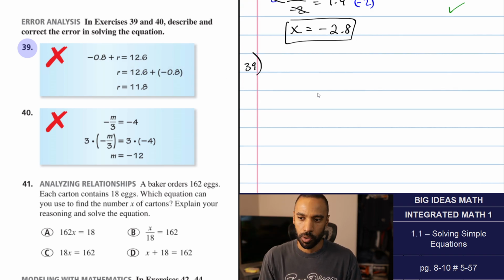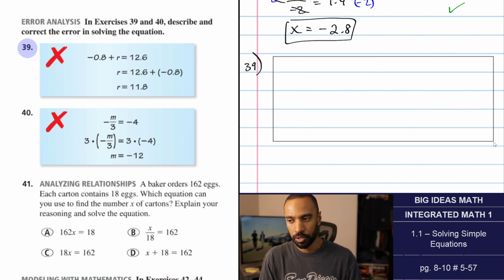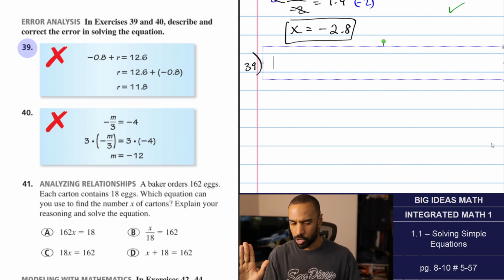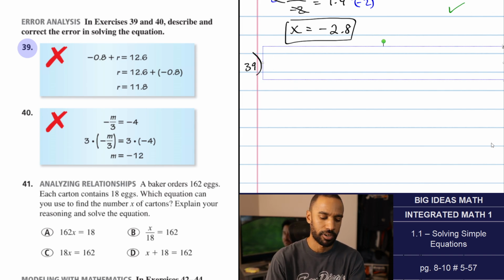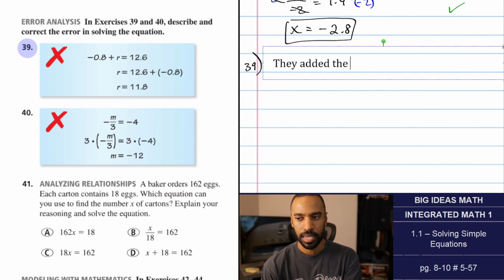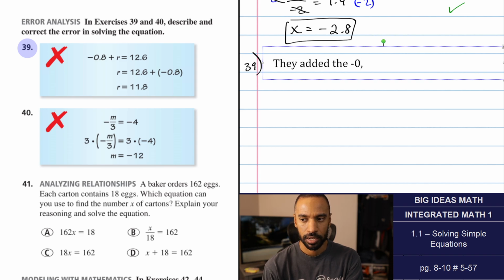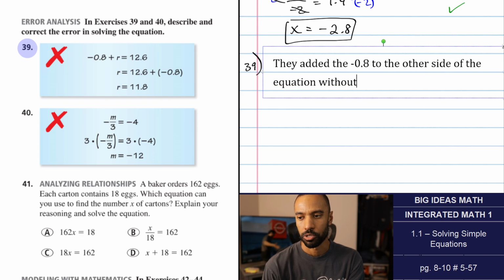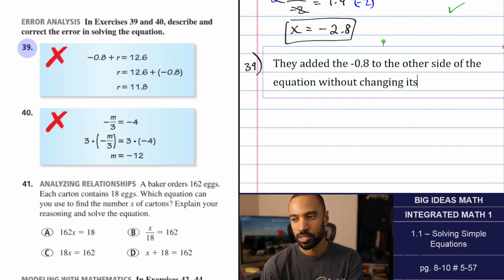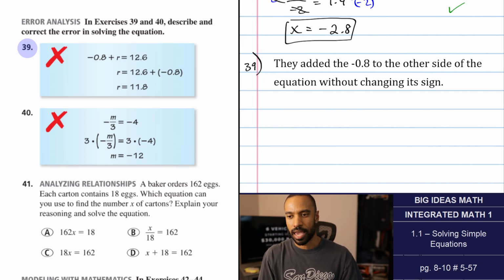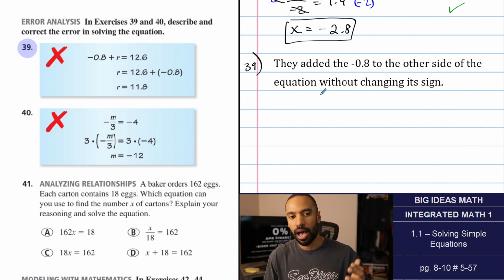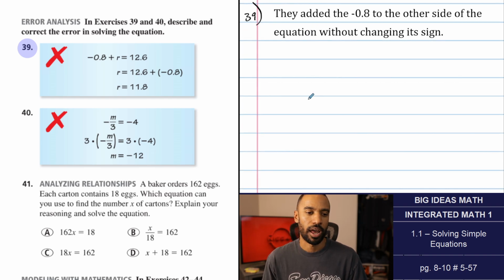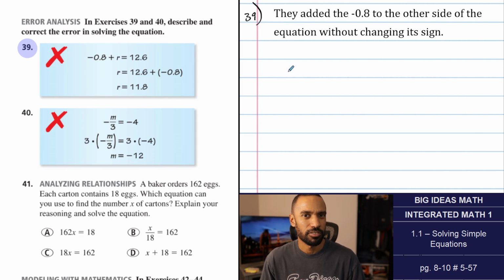Now, I'm not going to say how they went about it is wrong. What they did is wrong, but how they went about it is their choice, and I'm going to choose something slightly different. So they added the negative 0.8 to the other side of the equation without changing its sign. The thing is, it was negative to begin with, yes. But what I don't want you to think is we're adding a negative, so we'll subtract the negative. So I don't want to do that. I'd rather just add it over.